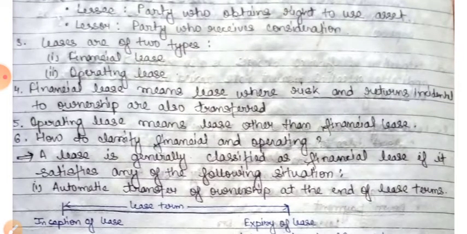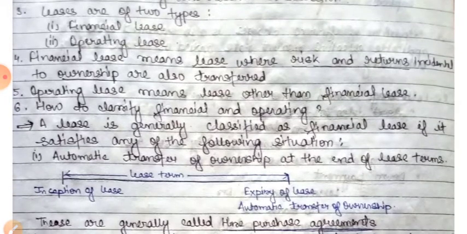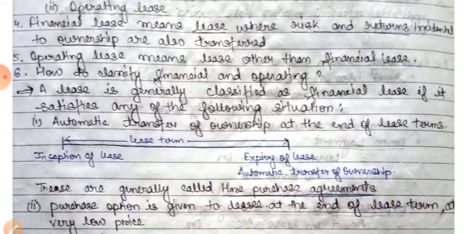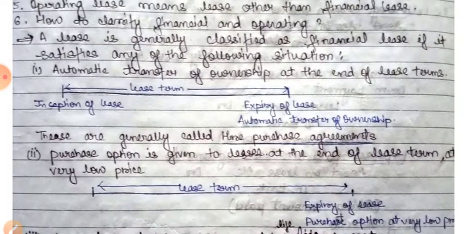Leases are of two types: financial lease and operating lease. Financial lease means a lease where risk and returns incidental to ownership, and here ownership is also transferred. In an operating lease, ownership is not transferred. How to classify financial lease and operating lease? There are criteria of classification. The first criterion is automatic transfer of ownership at the end of lease terms.